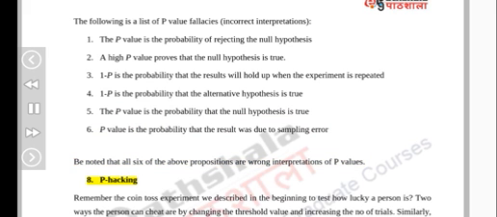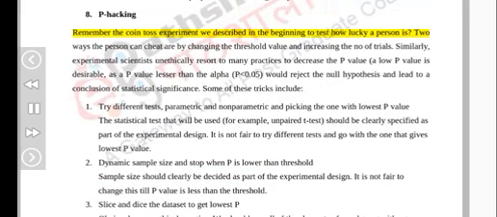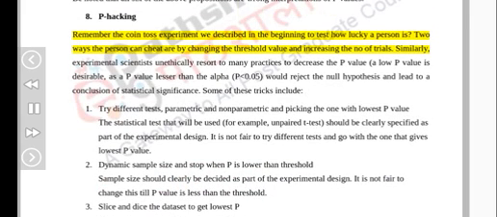8. P-hacking. Remember the coin toss experiment we described in the beginning to test how lucky a person is. 2 ways the person can cheat are by changing the threshold value and increasing the number of trials. Similarly, experimental scientists unethically resort to many practices to decrease the p-value.